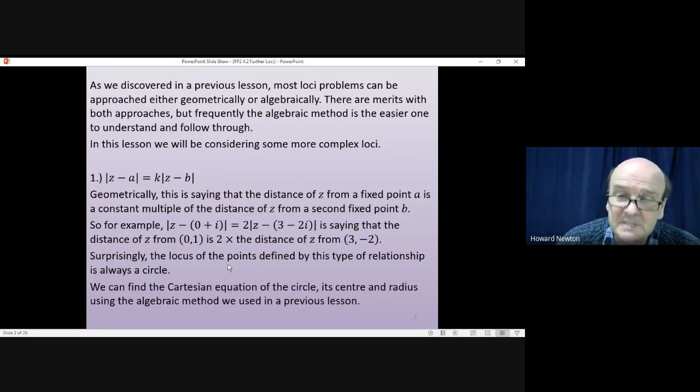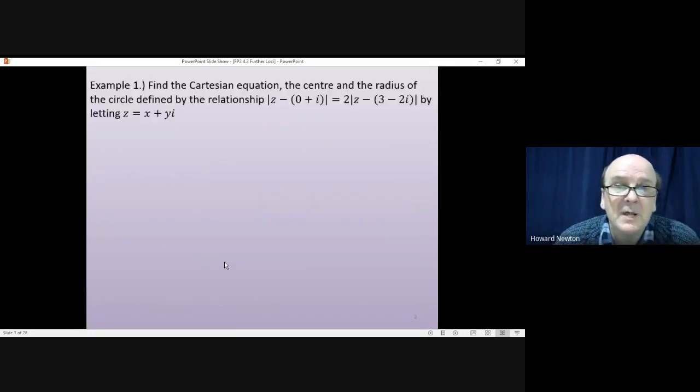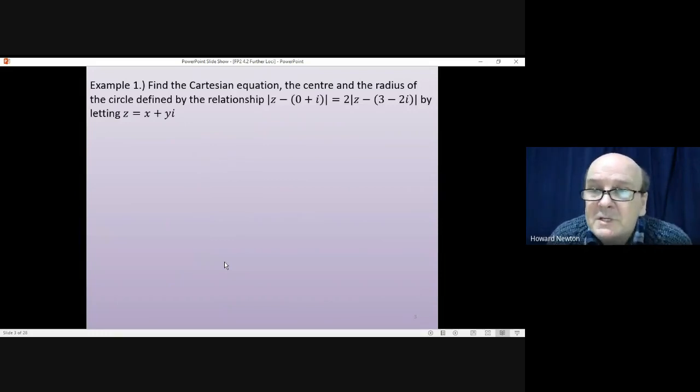And we can find the Cartesian equation of the circle, we can find its center and its radius, using the algebraic method that we used in a previous lesson. So we'll have a go at doing that. Example 1, find the Cartesian equation, the center and the radius of the circle defined by the relationship, the one that we were just looking at. The modulus of z minus 0 plus i is equal to double the modulus of z minus 3 minus 2i.